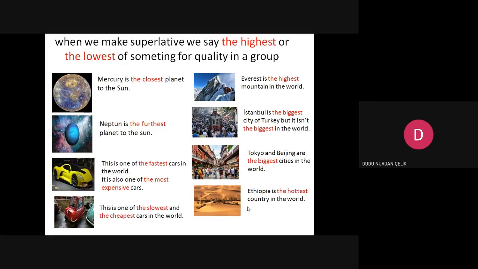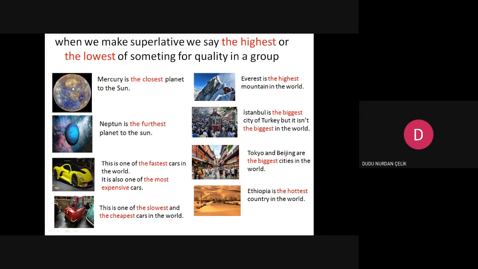On this page, I made another description about the superlative and have got some examples. Let's have a look. When we make superlative, we say the highest or the lowest of something for quality in a group. Look at the first example. Mercury. This is a planet.